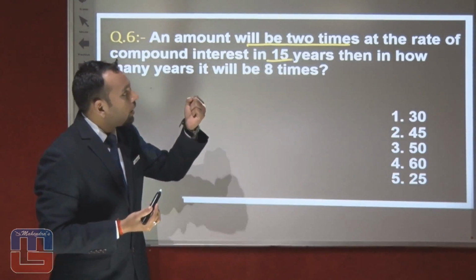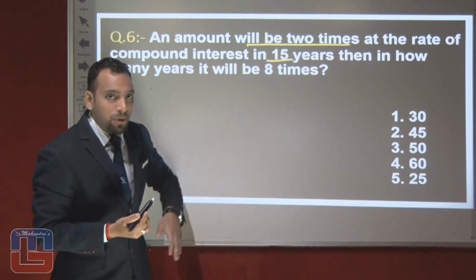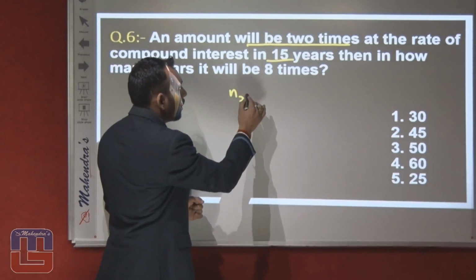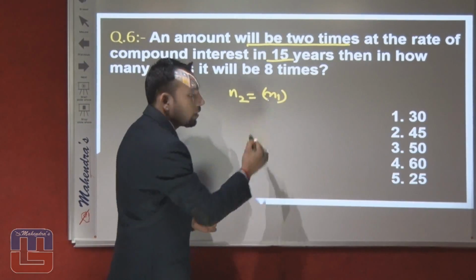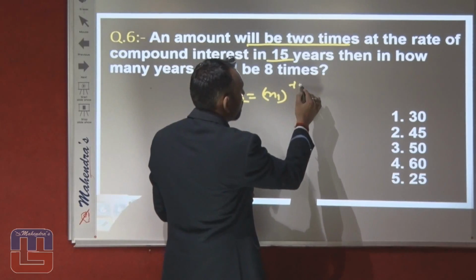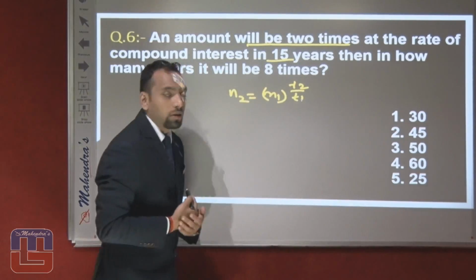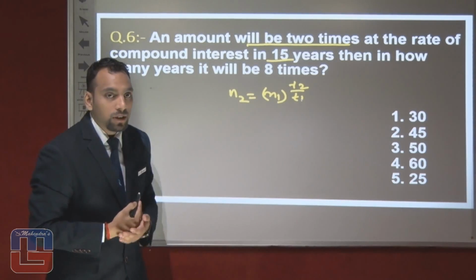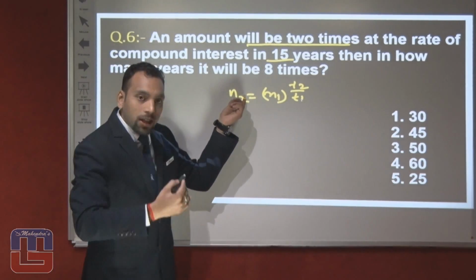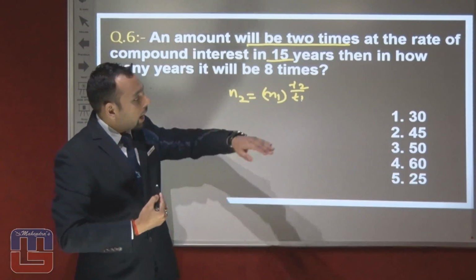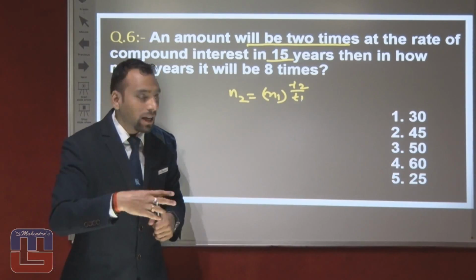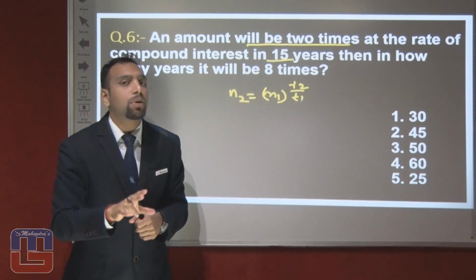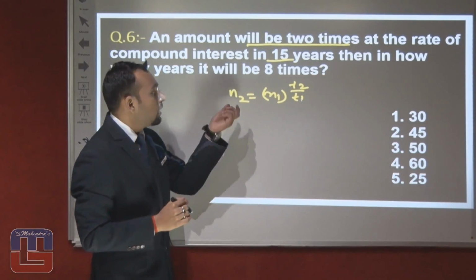Now see, if you get this type of question in your examination, the trick will be N2 is equal to N1 to the power T2 by T1, and you have to find the value of T2. Now see, N2 is the number of times in the second case and N1 is the number of times in the first case. T2 is the number of years in the second case and T1 is the number of years in the first case.